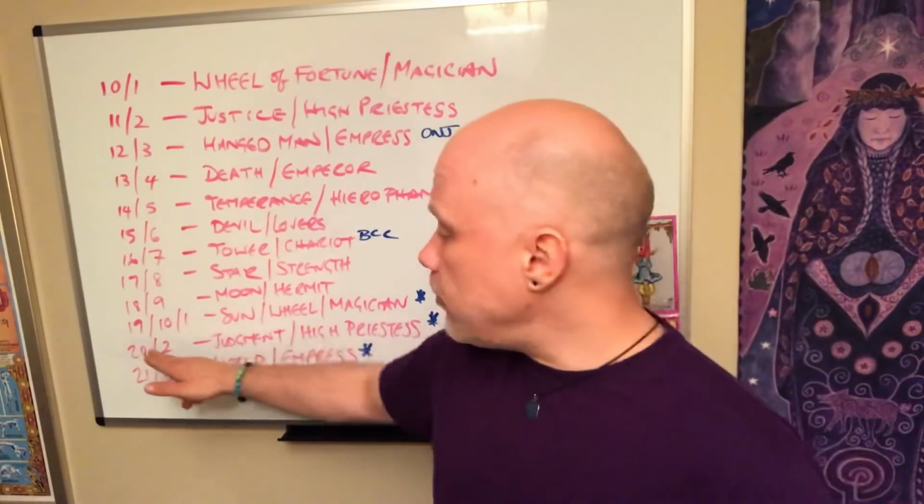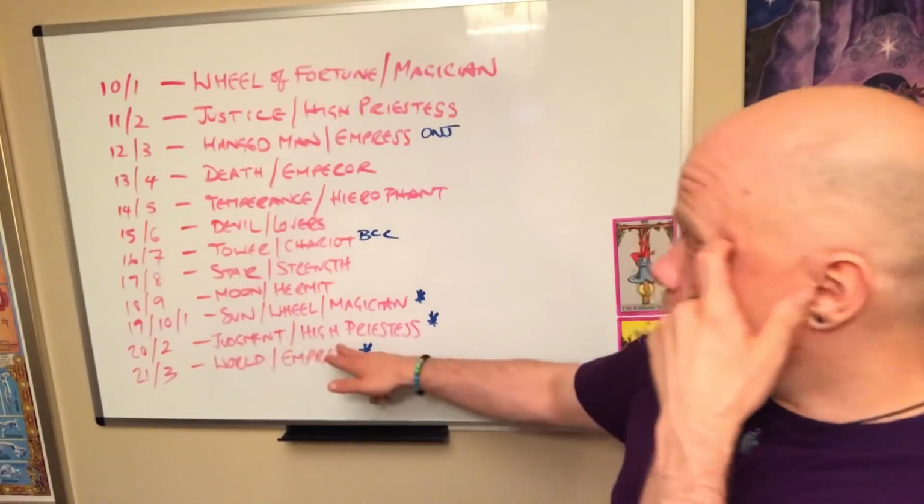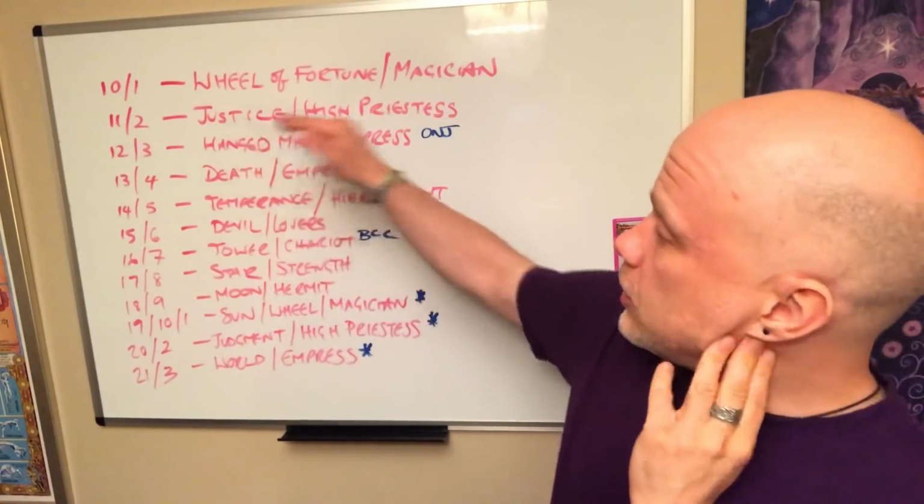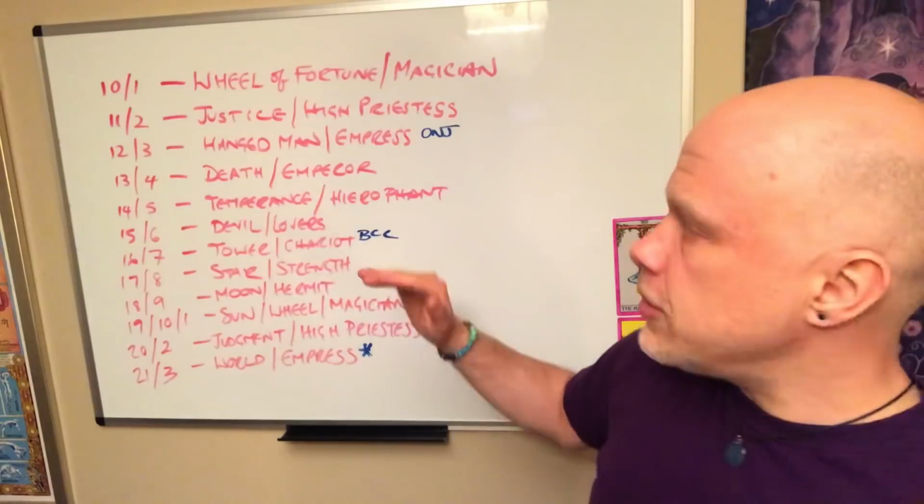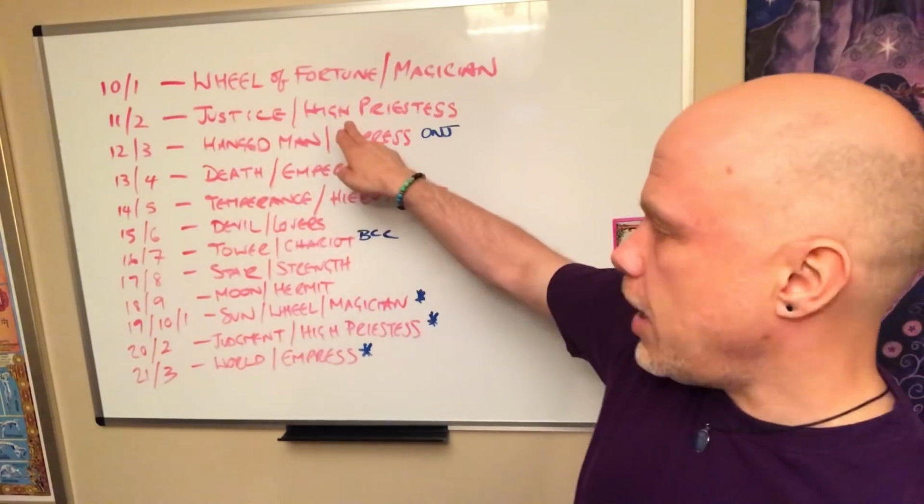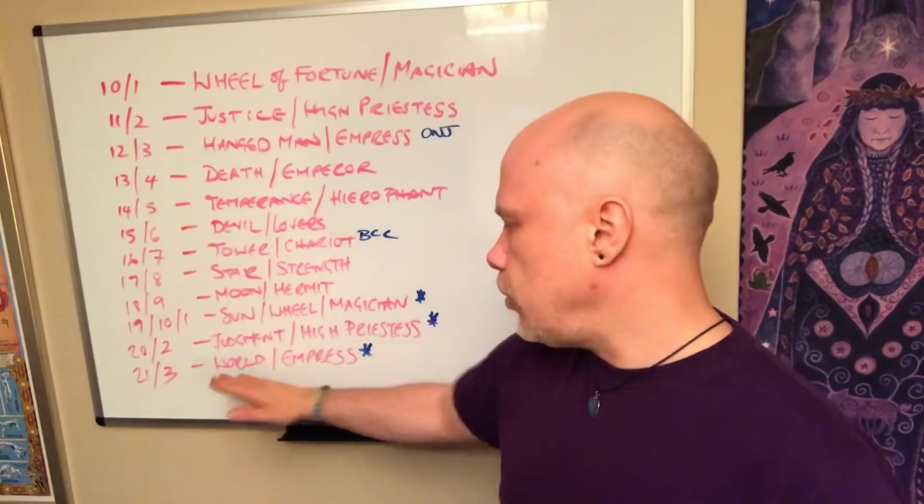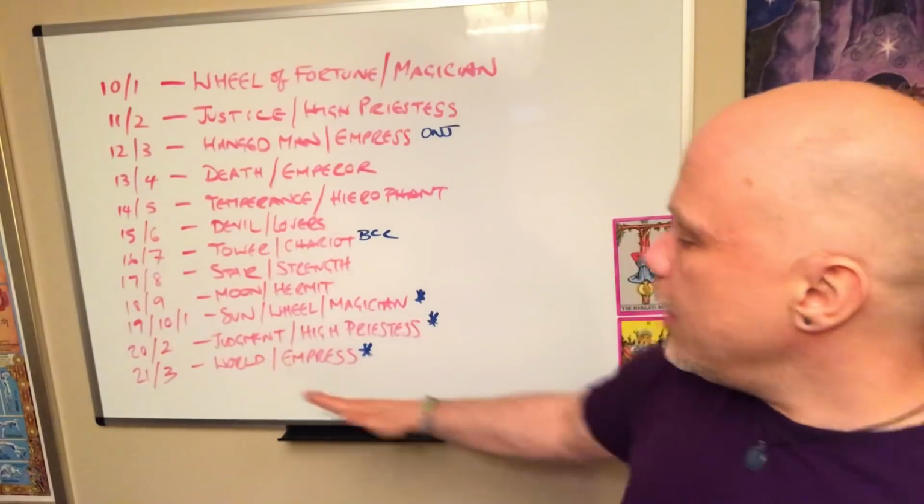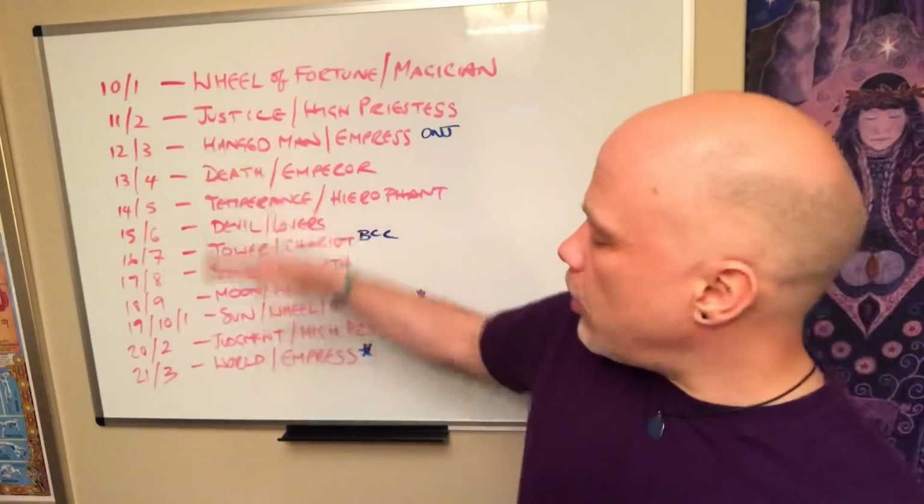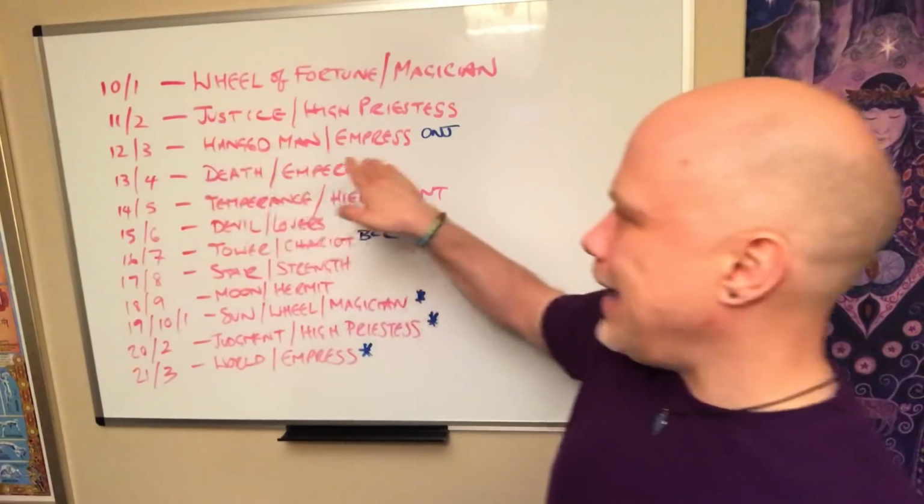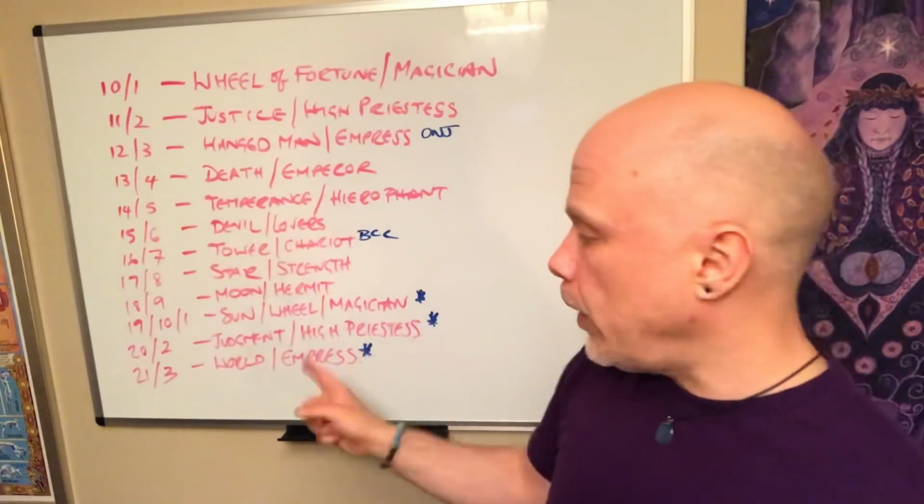So here we've got 20 reducing to 2, which gives you Judgment and the High Priestess, which has similarities to, but also some differences to Justice reducing to the High Priestess. And we've got 21, the World reducing to 3, which is the World reducing to the Empress. So again, Olivia Newton-John was not a World Empress. She was a Hanged Man Empress. She was a 12-3, not a 21-3.